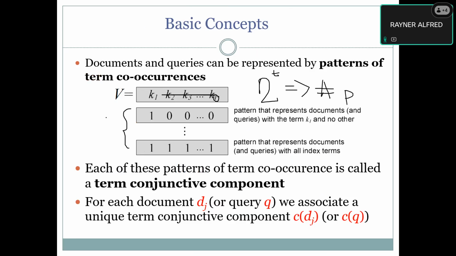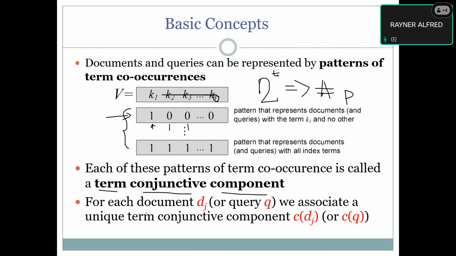Okay, so pattern refers to different forms of binary here. Each of these patterns of term co-occurrence is called a term conjunctive component, because we are saying that this is a combination of a few terms. So this is 1, this is 2, this is 3, and so on.